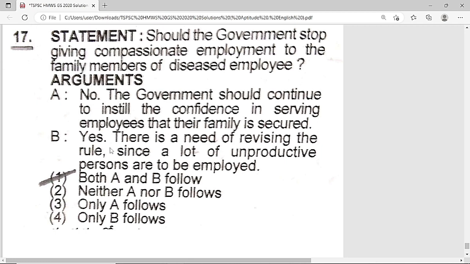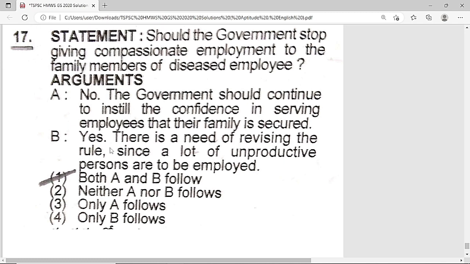Argument A: No, the government should continue to instill the confidence in serving employees that their family is secure. Argument B: Yes, there is a need of revising the rule since a lot of unproductive persons are to be employed. Both are correct. Listen carefully. Should the government stop giving compassionate employment to the family members of the deceased employee? No, the government should continue to instill the confidence in serving employees that their family is secured. Yes, there is a need of revising the rules since a lot of unproductive persons are to be employed.